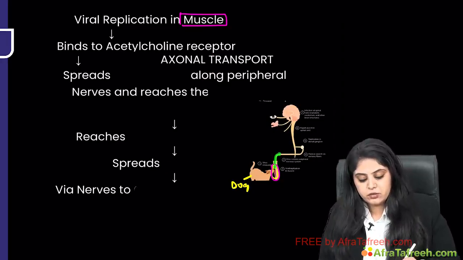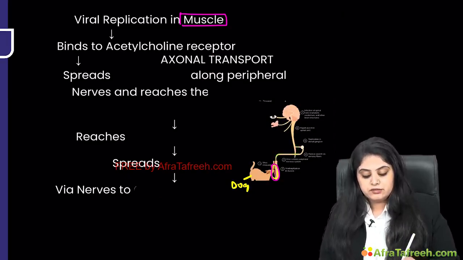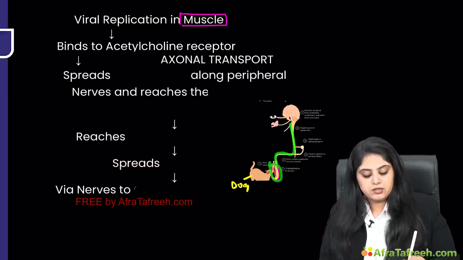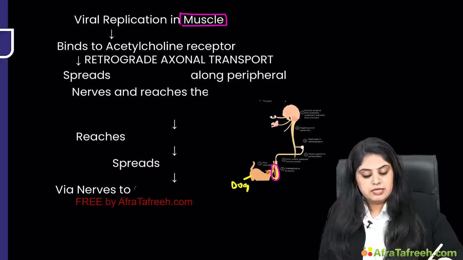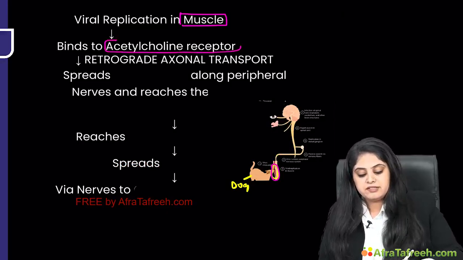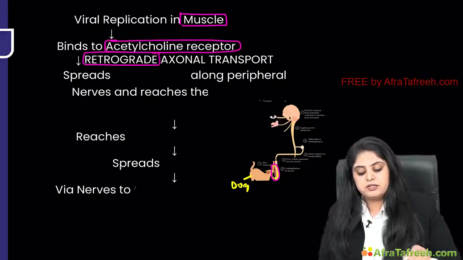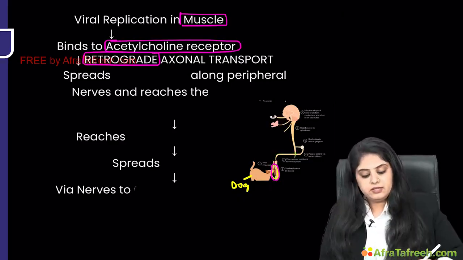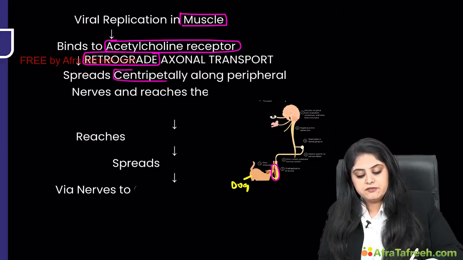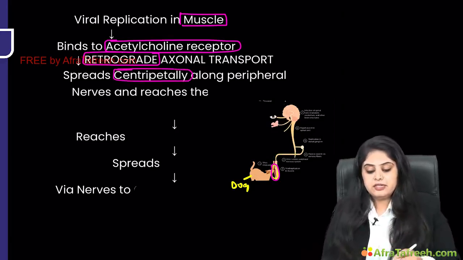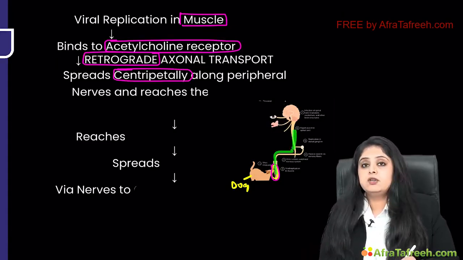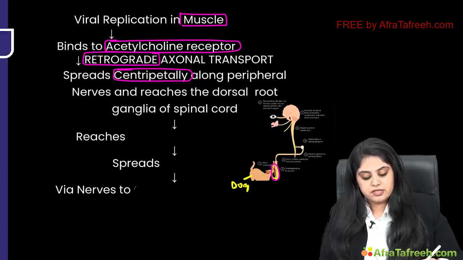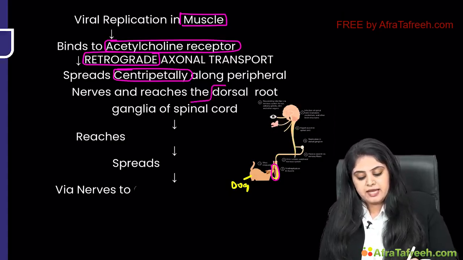And in which direction is it going to travel? You will say, ma'am, it's going from the lower limb and it's going backward towards the spinal cord. So this is a retrograde transport. After binding to acetylcholine receptors, there will be a retrograde transport, meaning from the legs you are going towards the trunk. Means you are traveling what? You are traveling centripetally. You are spreading centripetally from the legs towards the center. Centripetally, where is it going to reach? It reaches the spinal cord. Which ganglia of the spinal cord does it reach? It reaches the dorsal root ganglia of the spinal cord.